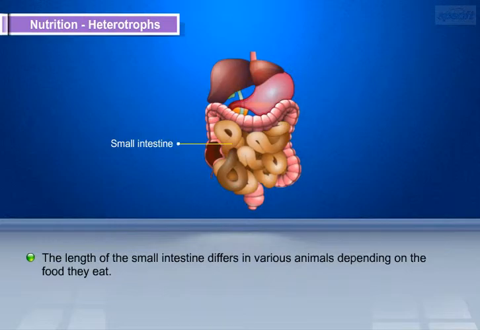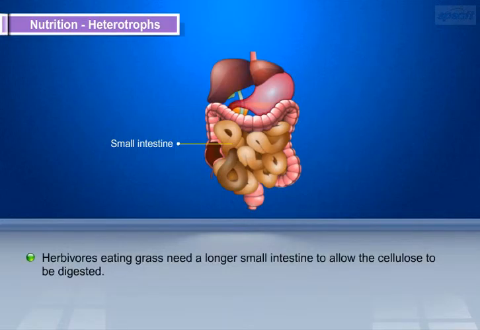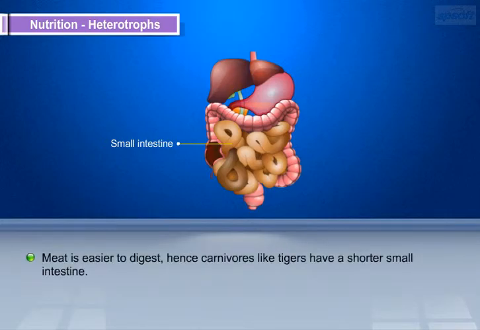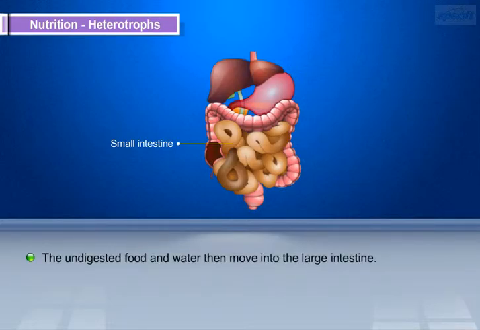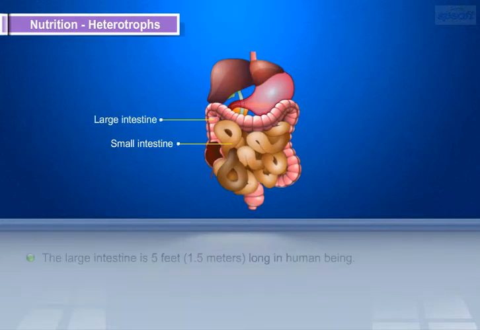The length of the small intestine differs in various animals depending on the food they eat. Herbivores eating grass need a longer small intestine to allow the cellulose to be digested. Meat is easier to digest, hence carnivores like tigers have a shorter small intestine. The undigested food and water then move into the large intestine. The large intestine is 5 feet, 1.5 meters, long in human beings.